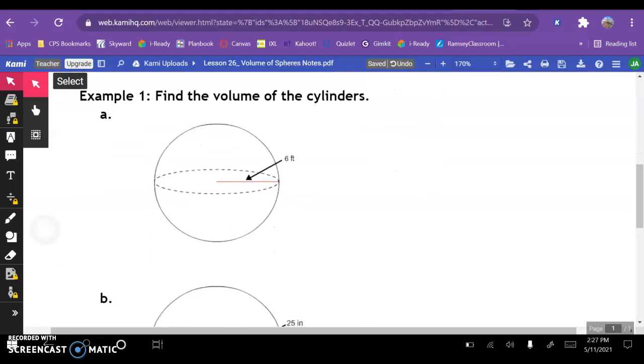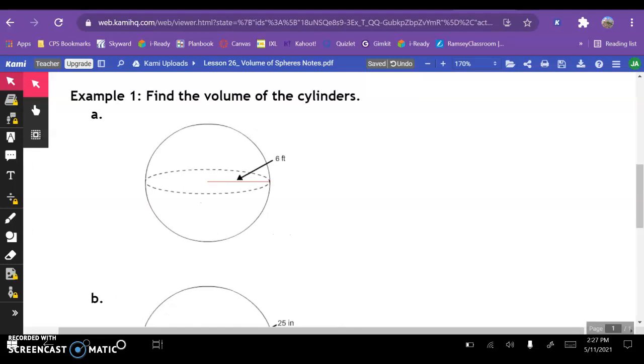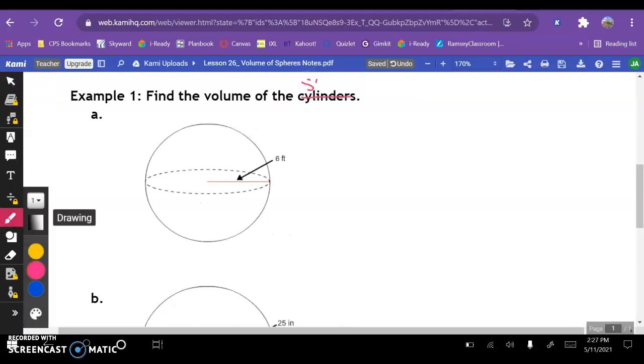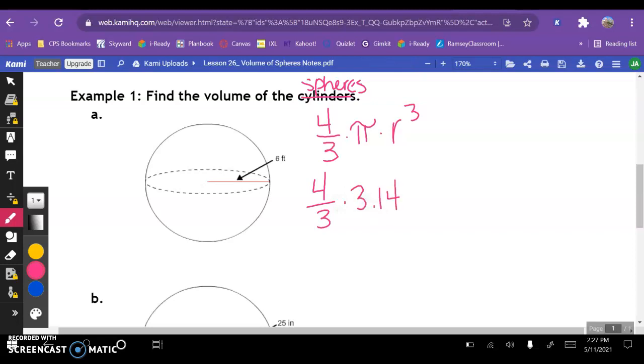So, volume of these spheres. I'm going to write the formula, 4/3 times pi r to the third, and we're going to fill in what we know. So we know 4/3, we know pi is 3.14, and in our picture the radius is 6, so times 6 to the third power. So I can just type that in my calculator just the way it works.